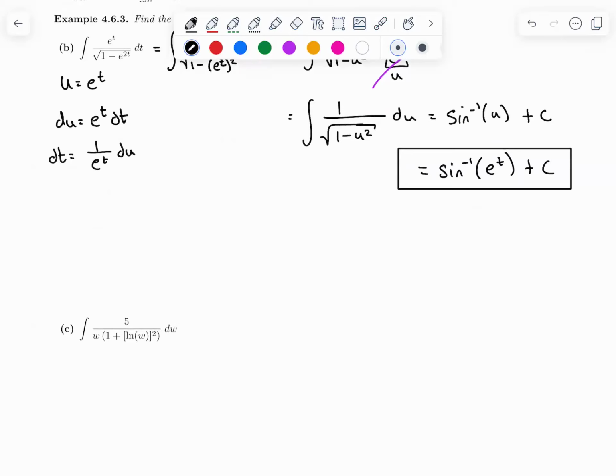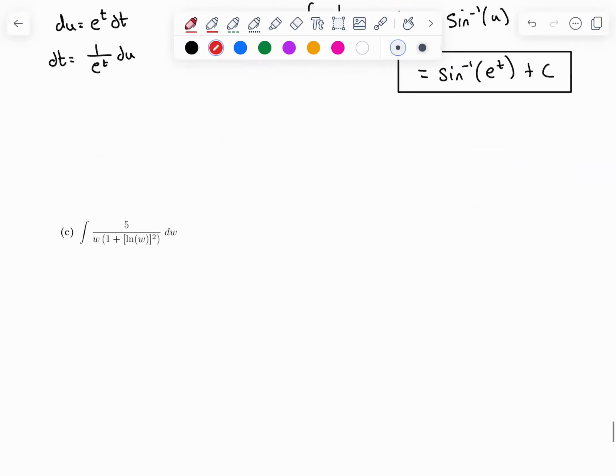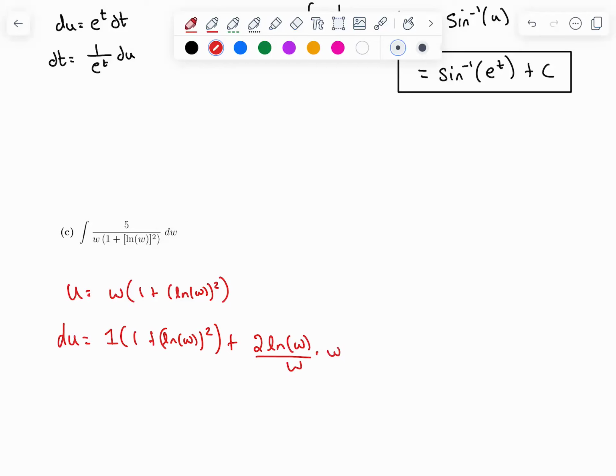If you want to choose a typical choice of u, a good option would be something in the denominator. The whole denominator, if you tried that, you'd see that it becomes kind of nasty, right? If we made u equal to the whole thing, u equal to w times 1 plus natural log of w quantity squared, du would then be, by the chain rule and the product rule, 1 times 1 plus natural log of w quantity squared plus 2 natural log of w over w times w, all times dw, which doesn't look like it's going to get us anywhere.